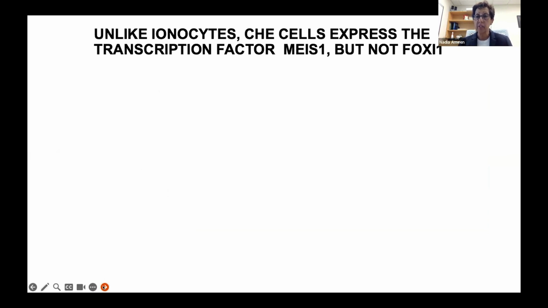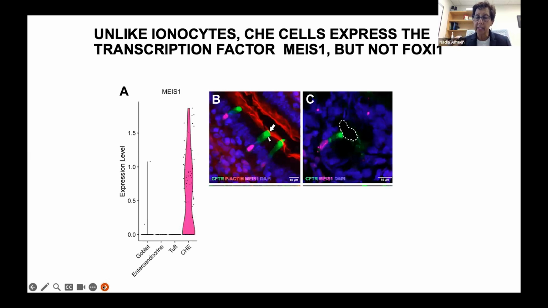including identification of the transcription factor FOXI1 that regulates ionocytes. Both of these cell types express very high levels of CFTR, but the single cell data reveal very different transcriptomes for ionocytes and the cheese cells in the small intestine. Here you can see in our single cell data that Mice1 is exclusively expressed in these cheese cells. When we do protein labeling using antibodies, we can identify these cheese cells by CFTR staining in green, and by Mice1 in the nucleus, restricted to the cheese cells, both on the villi and in the superficial crypt.